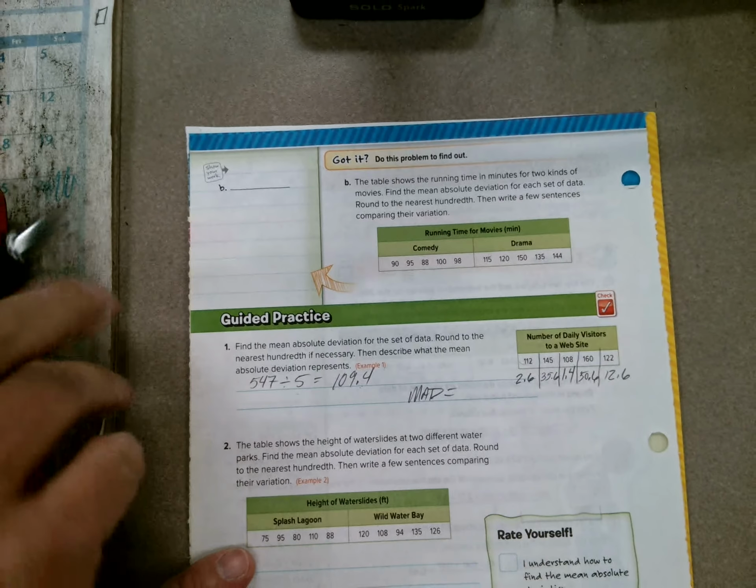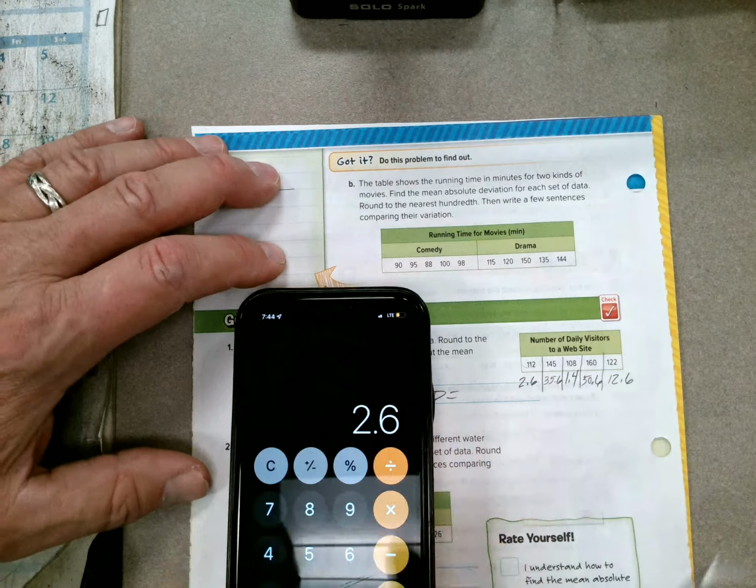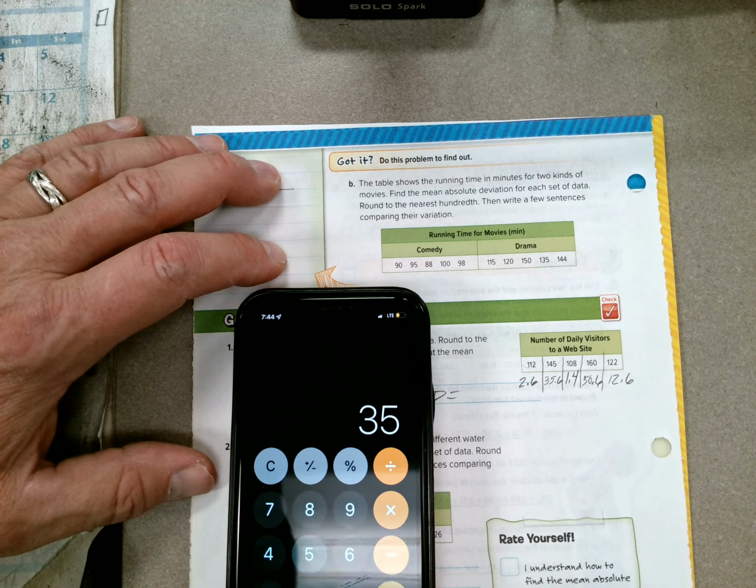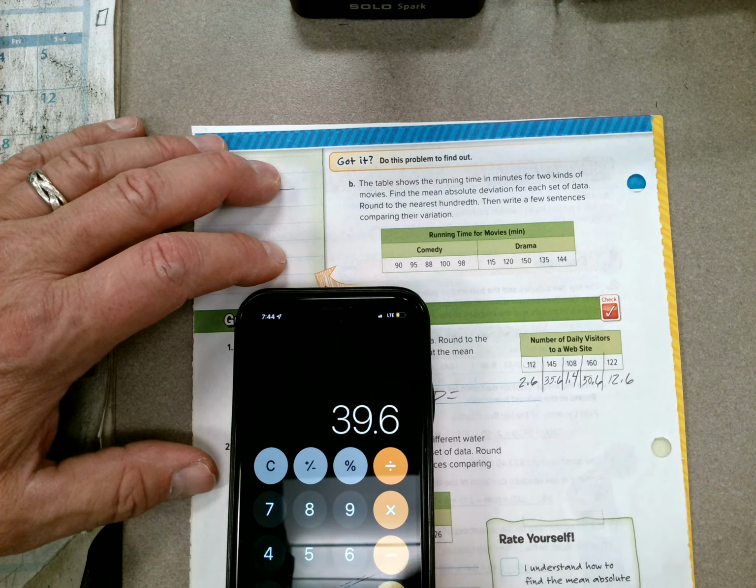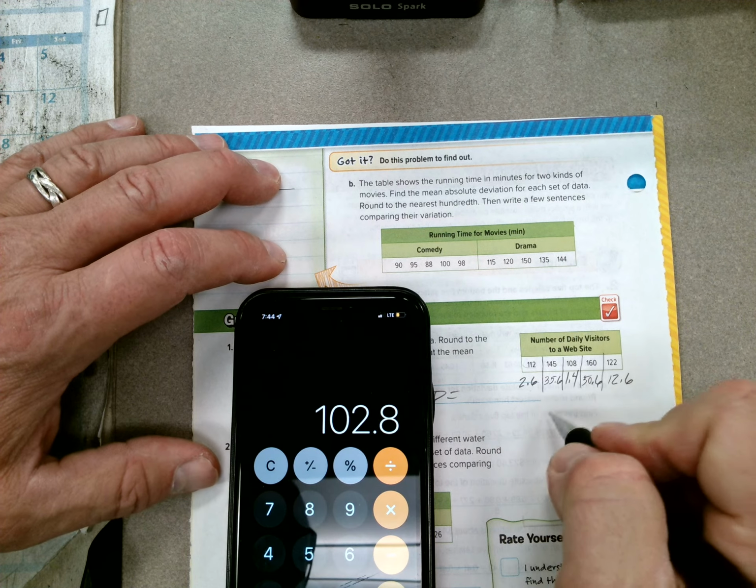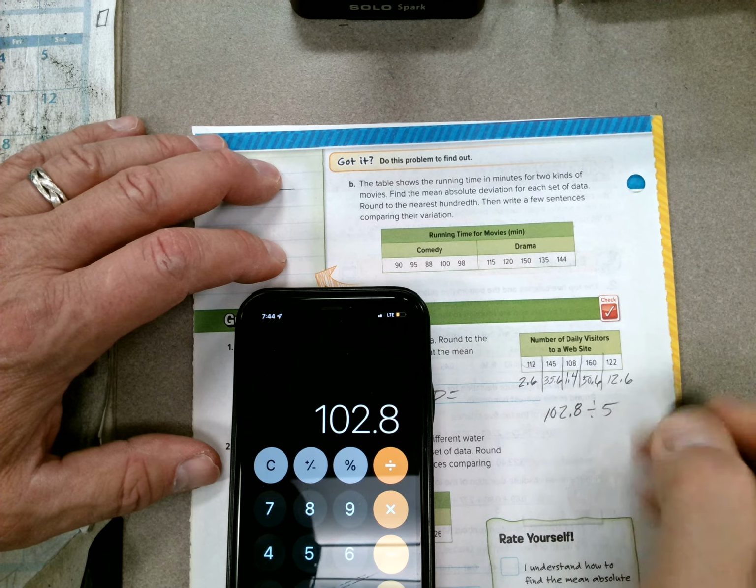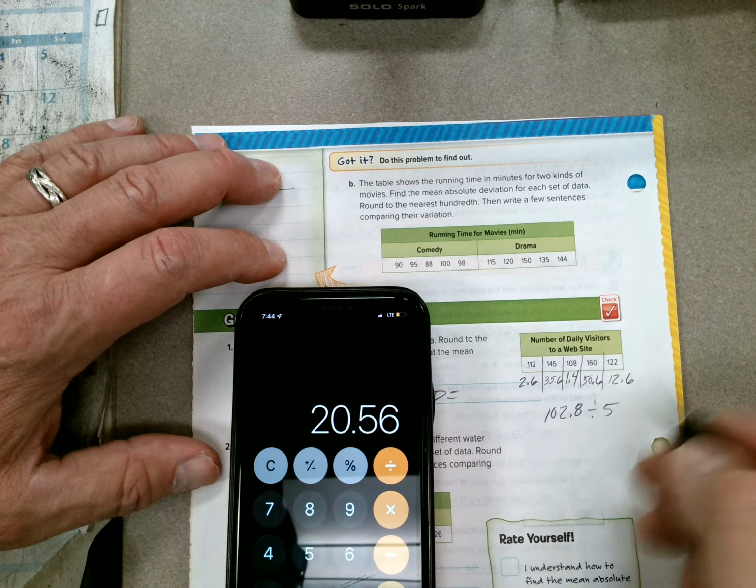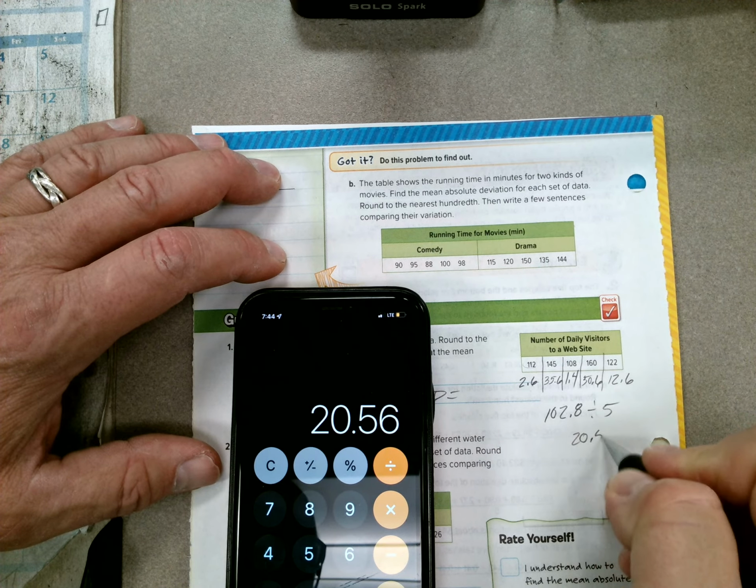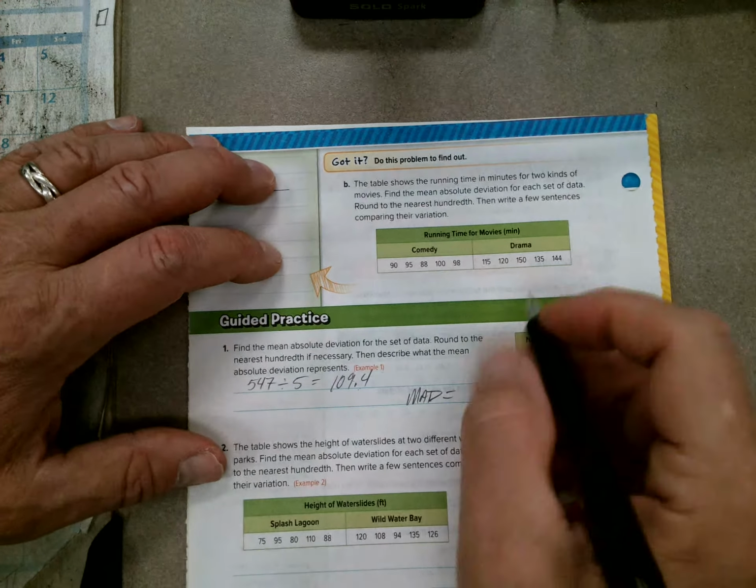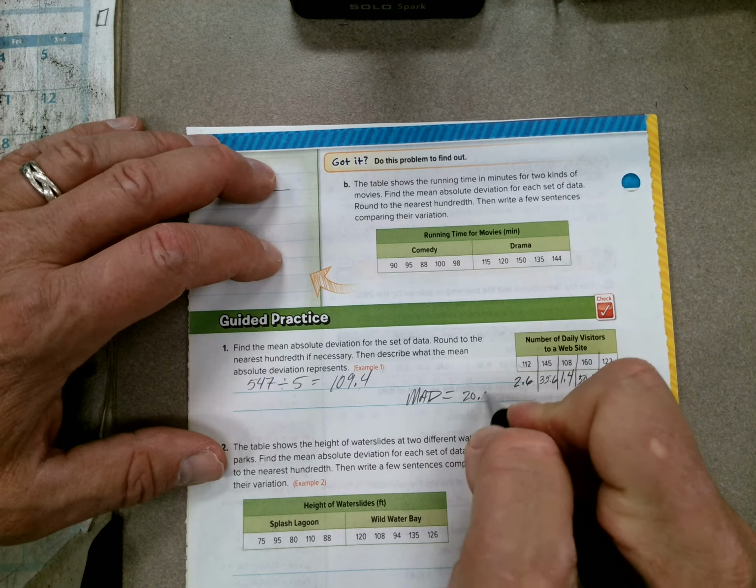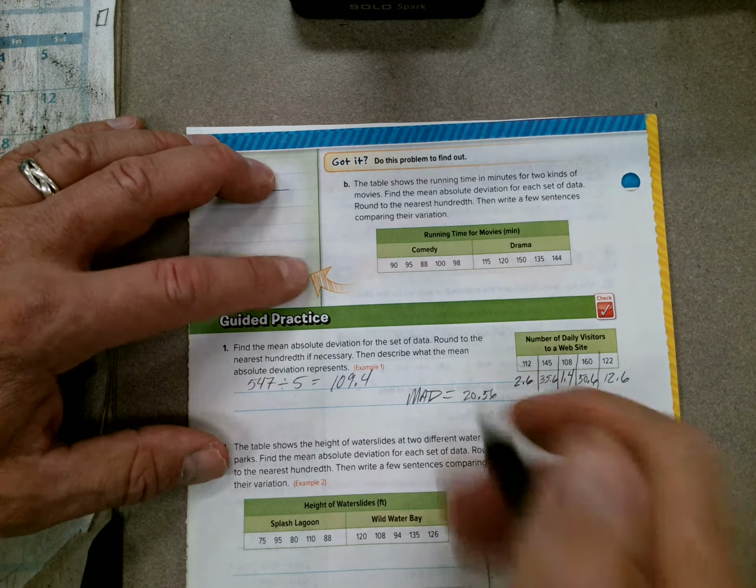So 2.6, and I'll show you right here, plus 35.6 plus 1.4 plus 50.6 plus 12.6 equals 102.8, divided by, again, 5, is 20 and 56 hundredths. And I'm going to write that right next to the word MAD. MAD. I'm going to circle that.